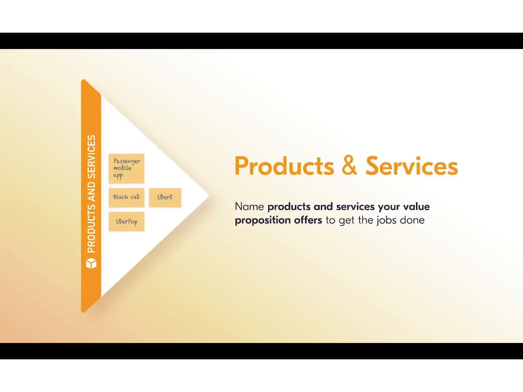Now we move on to the other side of the value proposition canvas, on the left hand side, which is the value map. And on the extreme left, there is a list of products and services, which is simply to be able to address what your customers are trying to get done, which are jobs.